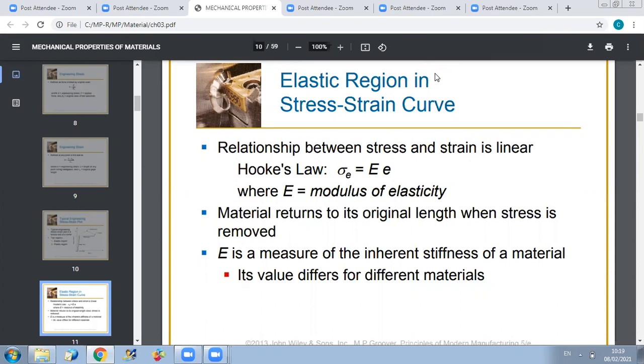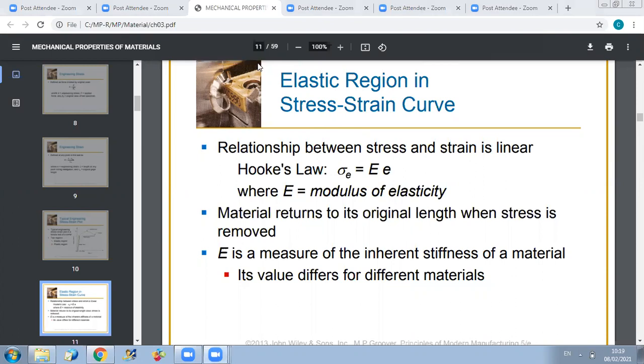Okay, and E represents a measure of the inherent stiffness of the material. So it's similar, if you want, to the spring constant. If you have a spring, then the force in the spring is equal to K times delta L. K represents the stiffness of the spring. Here, E is the stiffness of the material, okay? Or it represents its elastic properties. And of course, E is variable for different materials.